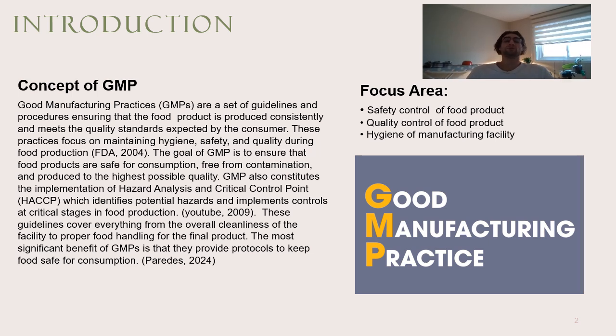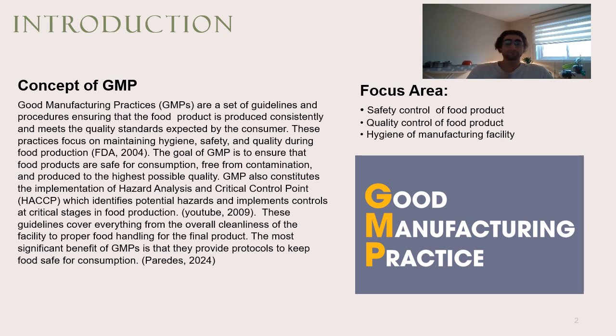Moving on to the key components of a GMP. Number one, water quality. Water used in food processing must be potable and sourced from a clean, safe supply. The type of water treatment must be carefully considered, and water containers or reservoirs should be regularly sanitized for quality and safety.